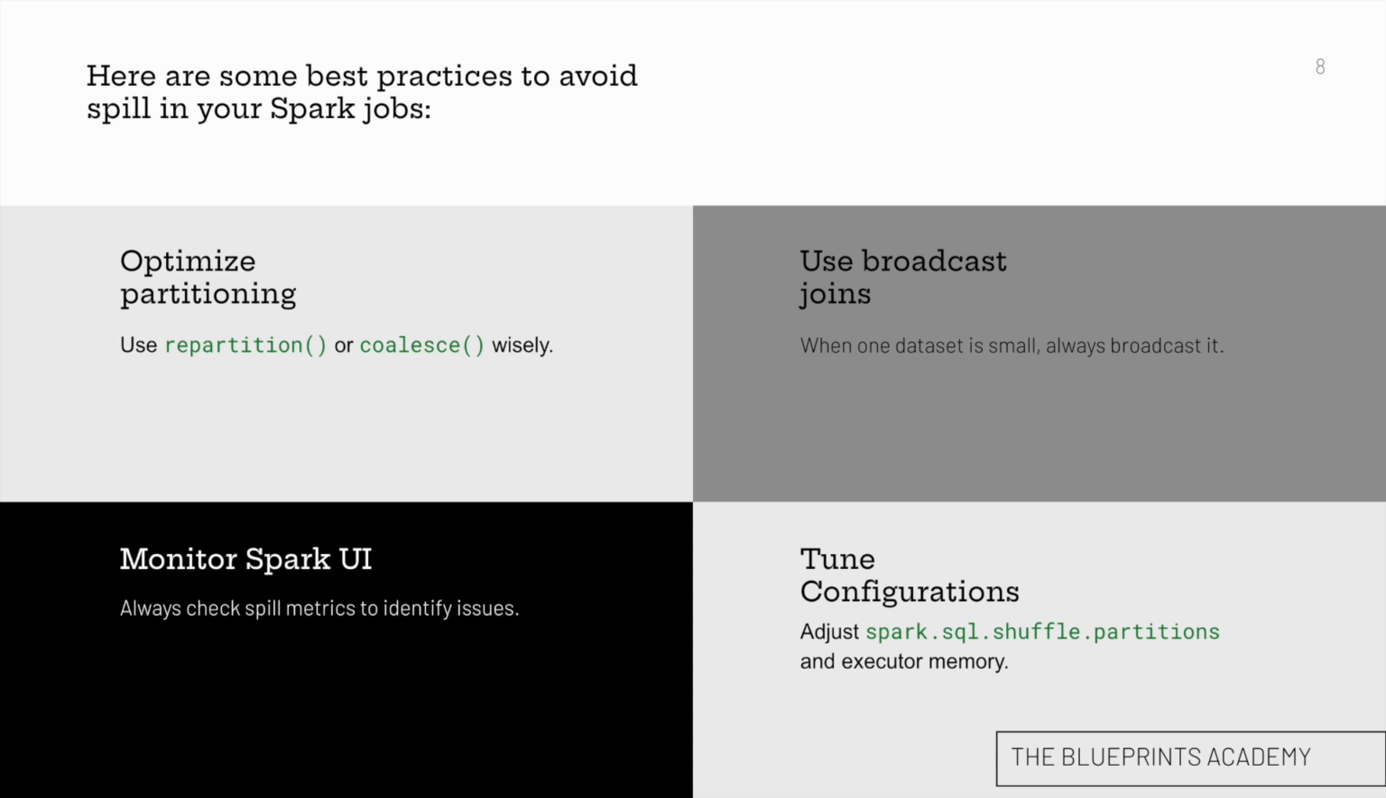Tune Spark configuration. Adjust spark.sql.shuffle.partitions and executor memory as needed. By keeping a note of these properties, you can eliminate the spill problem or decrease the amount of spill happening and make your job work more efficiently.